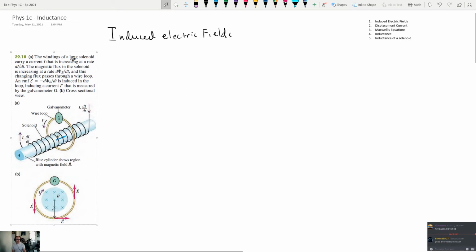Caption: The windings of a long solenoid carry current I that is increasing at a rate of dI/dt. The magnetic flux in the solenoid is increasing at a rate of dΦ_B/dt, and this changing flux passes through a wire loop. An EMF is induced in the loop, inducing a current I prime that's measured by the galvanometer. And there's a cross-sectional view.